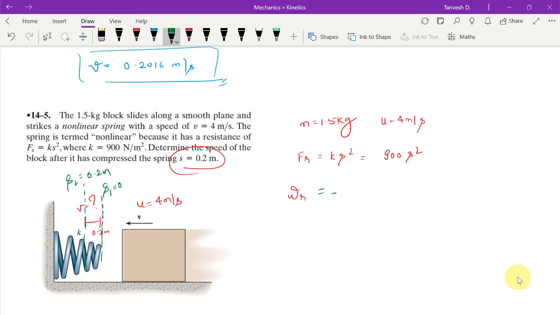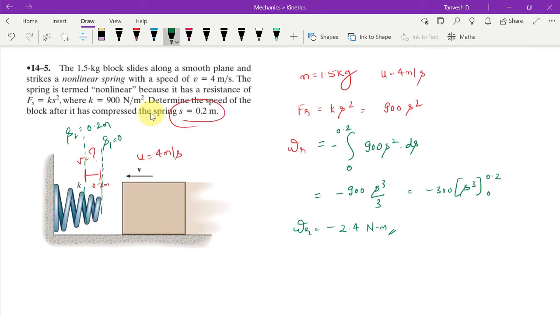So it is negative of the integration from s1 equals 0 to s2 equals 0.2 of Fr ds, which is 900 s square ds. So it will give you minus 900 s cube by 3, so it is minus 300 s cube going from 0 to 0.2. So this is going to give you WR equal to minus 2.4 newton meters.